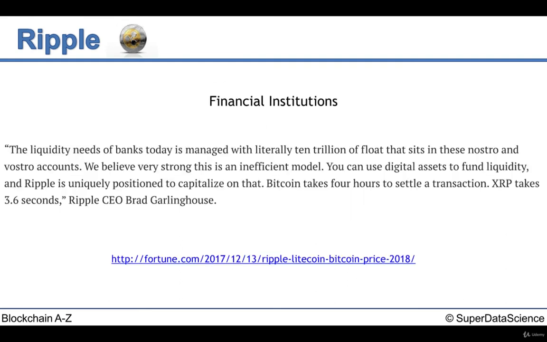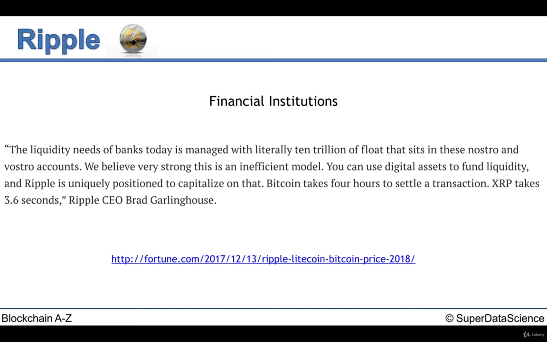And here we arrive at the financial institutions. And I mentioned earlier to try and keep liquidity in mind. And one of the most interesting aspects about Ripple and what makes it highly attractive is that for financial institutions, it has such appeal related to liquidity. And we see a quote from Ripple CEO Brad Garlinghouse, who mentions that the liquidity needs of banks today are managed with literally 10 trillions of float that sits in these Nostro and Vostro accounts. We believe very strongly this is an inefficient model. You can use digital assets to fund liquidity, and Ripple is uniquely positioned to capitalize on that.